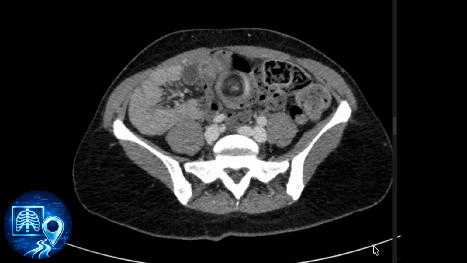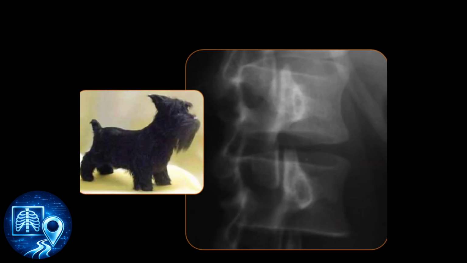Now a quick MSK sign, the Scotty dog collar sign. On oblique lumbar spine views, the posterior elements form a Scotty dog. The pars interarticularis forms the neck. If there is a defect, it appears as a lucent break across the neck, like a collar on the dog. This represents a pars fracture, also called spondylolysis. Easy to miss if you don't recognize the pattern.